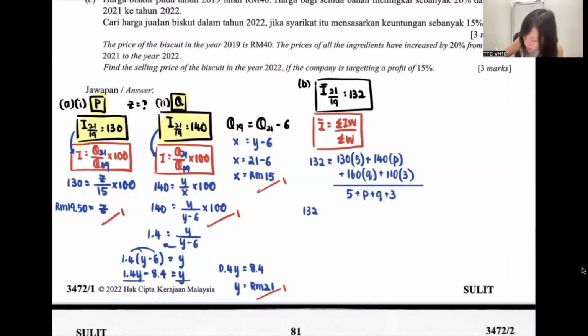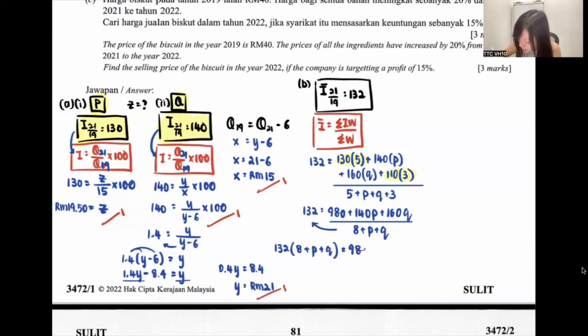So 132 equivalent to, those I can press, I straight away press, like those numbers. So I press this and this, okay, these 2 is yellow. 980 plus 140P plus 160Q. For the bottom, 5 plus 3, isn't it? Is 8 plus P plus Q. Can move around. Divide, move up, times. So 130 times 8 plus P plus Q equivalent to 980 plus 140P plus 160Q. Okay, expand it.